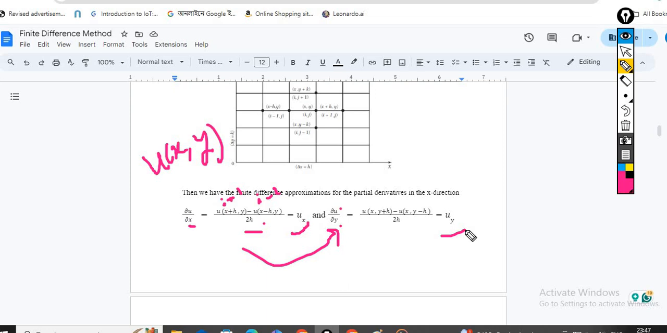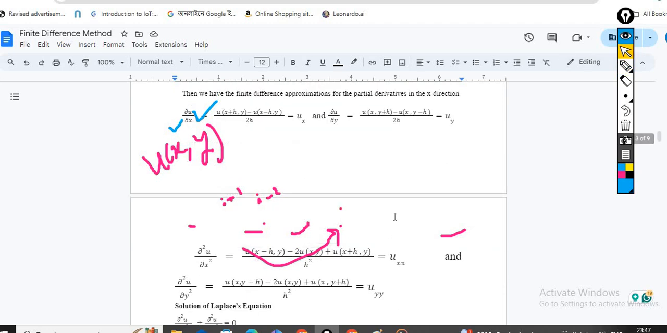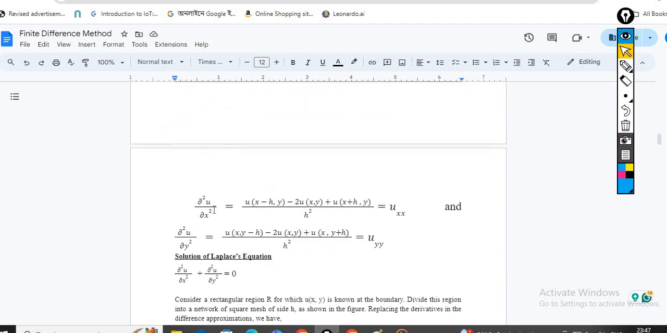But it may happen that both x and y are changing simultaneously for a particular function u. So how do we represent this? This will be represented by this type of expression.